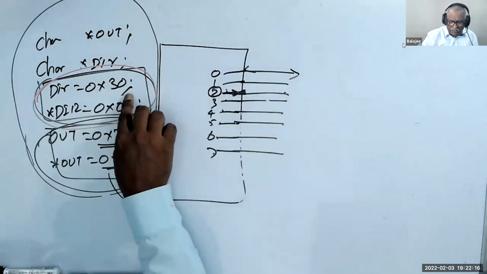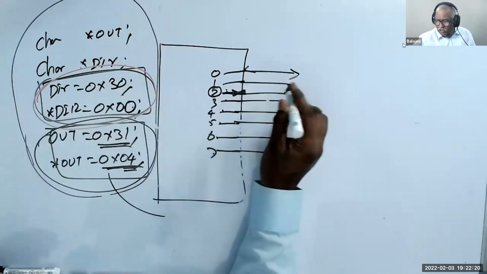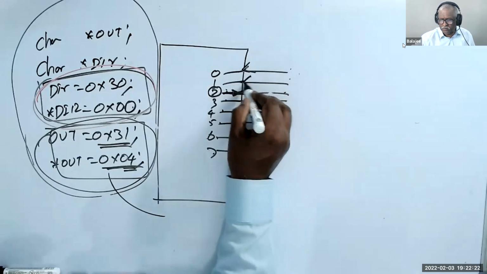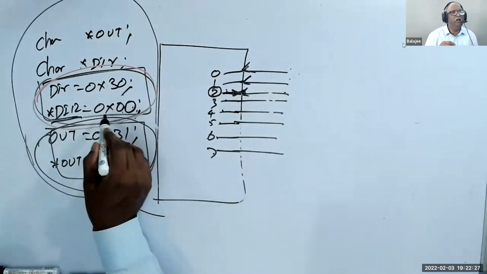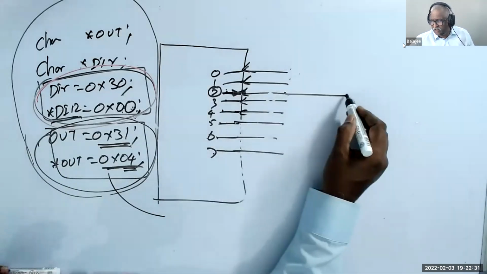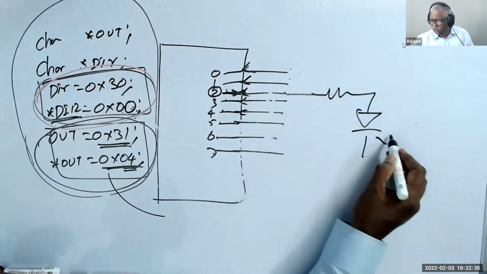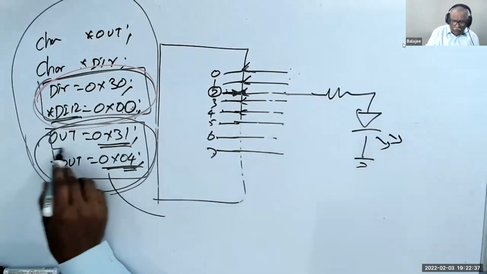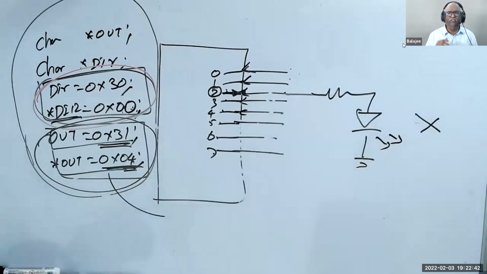If we make this direction register a 0, that means I make all the ports input ports. If you connect an LED here and you write out equal to 0, the LED will not glow. The LED will not glow.